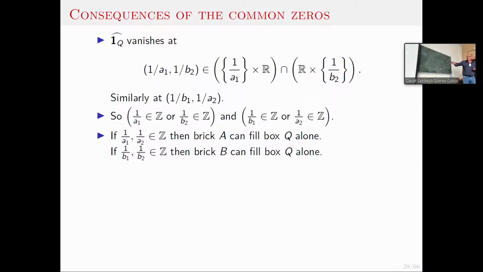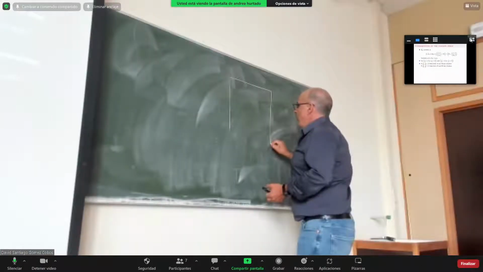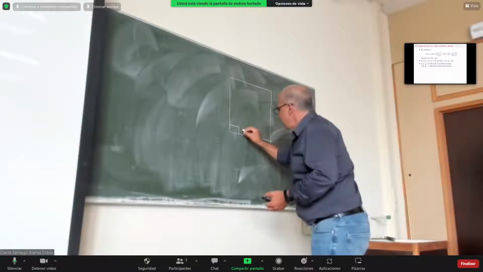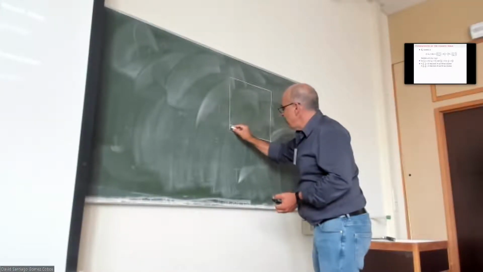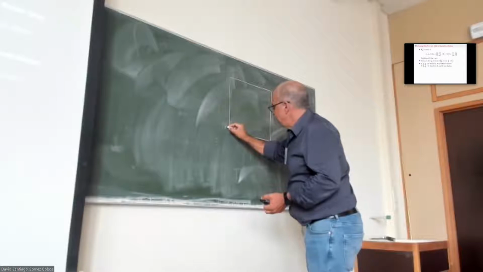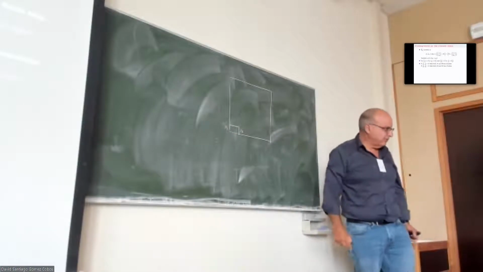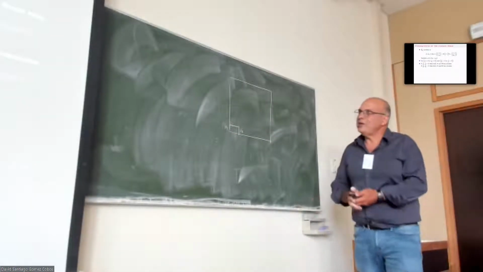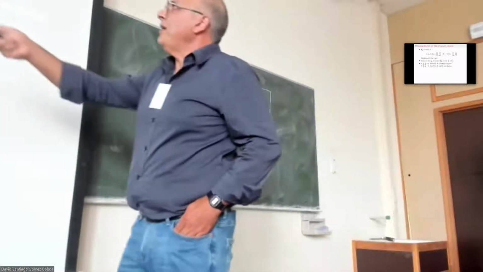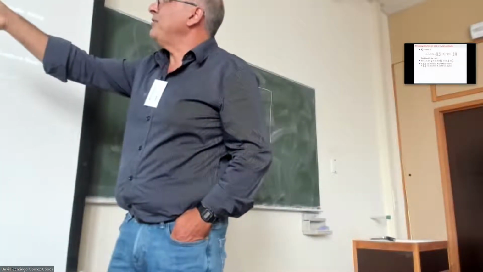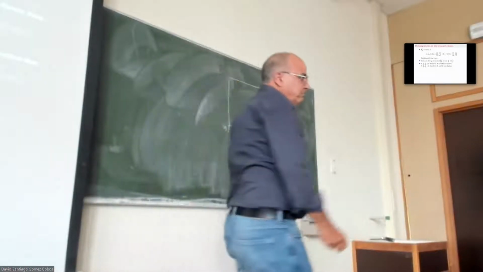1 over a1 and 1 over a2 are integers. Well, we're very happy because in that case we can fill the big box with just copies of A. If you have this being a 1 by 1 box and you have a little brick here where this is, say, 1 over 5 and this is 1 over, I don't know, 9, how do you fill it? Well, you put 9 times this way and 5 times that way. So in this case, we can use just brick A. And in the other case, meaning this bracket and this bracket, we can use just brick B. And we're done in this case.